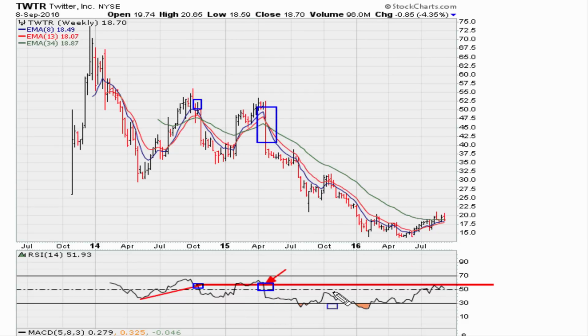Now what has happened is we've come back to test the same red line years later, or let's call it more than a year later, and you can see right now, unfortunately for bulls, we are seeing a double top, which is the reason why we are seeing these two down weeks, because it's been smacked down every time it comes back to this red line.